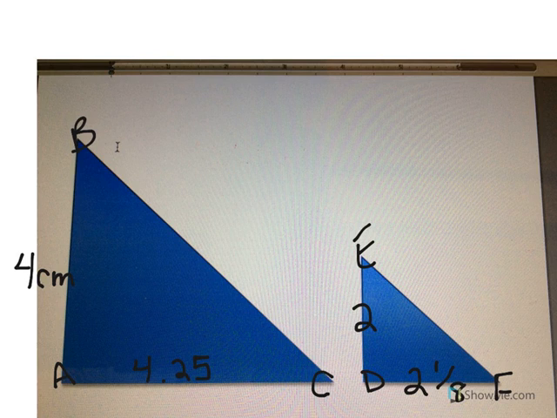We need to identify the corresponding sides. So if I choose side AC, that side would correspond with DF. So we would want to look at 4.25 in relation to 2 1/8. Well, we don't really like to put fractions within fractions, so we need to change 2 1/8 to at least a decimal so we can compare a decimal. So 2 1/8 comes out to 2.125.